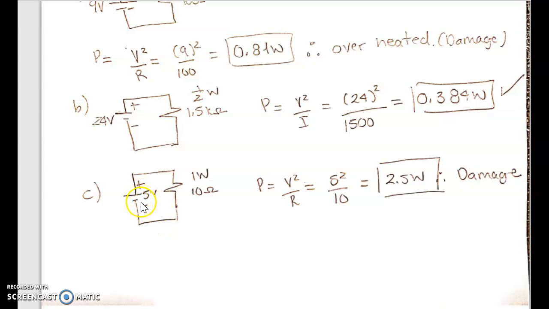Then we have 5 volts, 10 ohms, power rating 1 watt. If we calculate it, we get that this resistor is actually dissipating 2.5 watts. So the resistor is damaged.